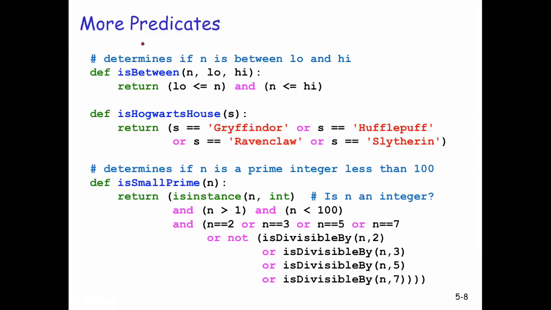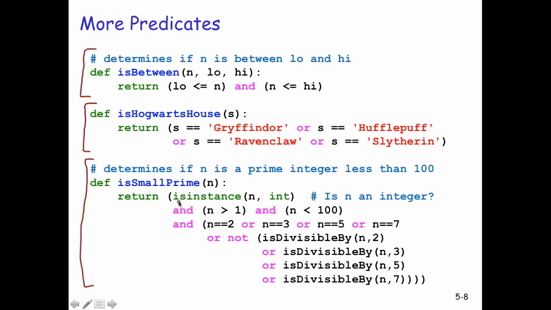Here are a few more examples of predicates. Is between is a predicate that takes three numbers n, low, and high and determines if n is between low and high. The is Hogwarts house takes a string s and just determines if that string is one of the four names of the Harry Potter houses. And finally, is small prime takes a number n and determines if it's a number, an integer, that's between 0 and 100, that's prime. And this is rather complicated.